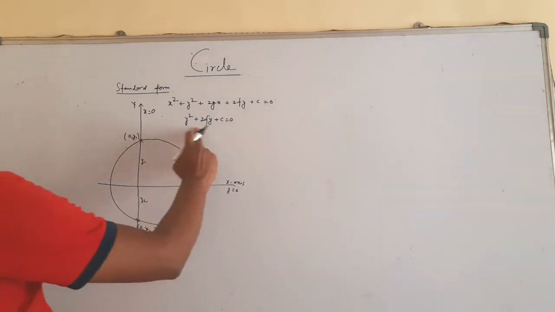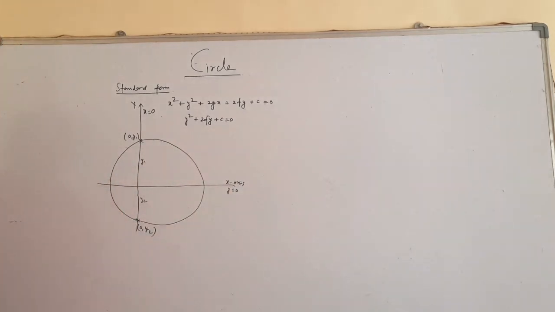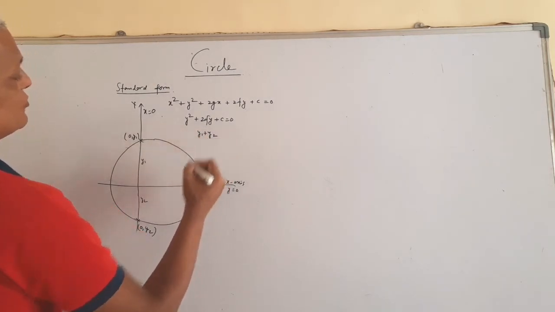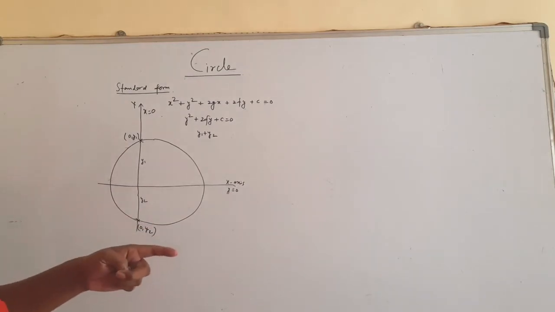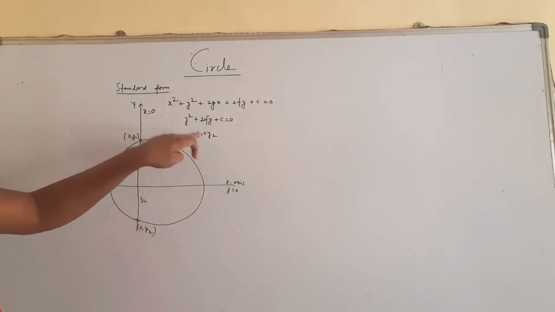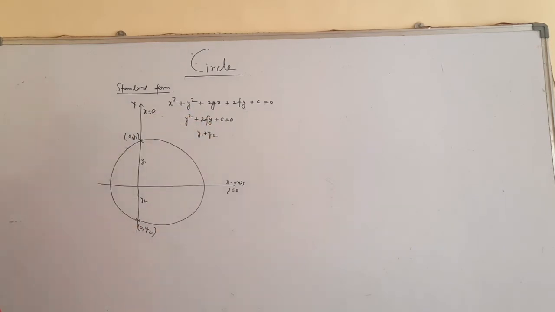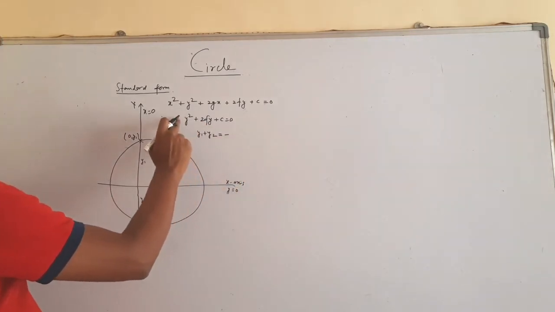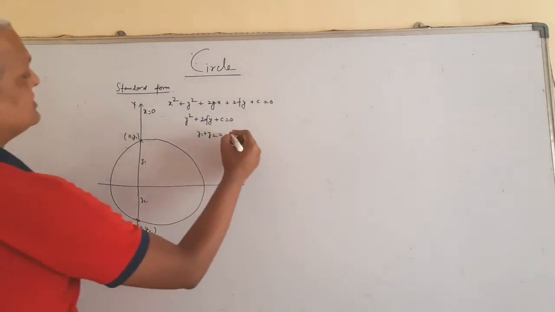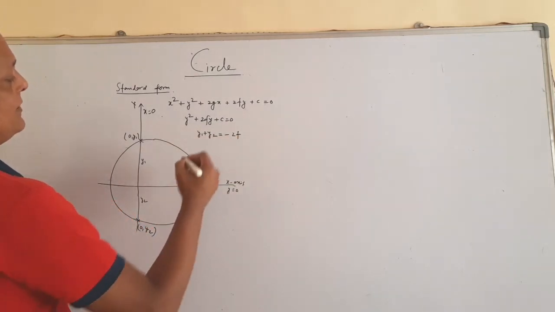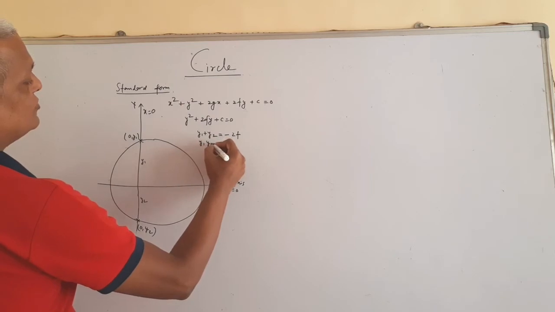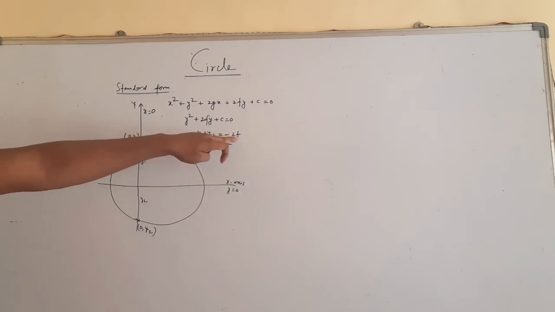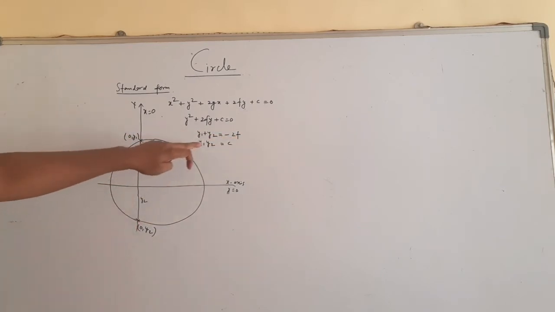So how will you do that? This is a quadratic equation, and a quadratic equation always has two roots, y1 and y2. Those who have studied the quadratic equation know that the sum of the roots y1 plus y2 is minus the coefficient of the middle term upon the coefficient of y square, that is 1. So this is minus 2f, and the product of these two roots is simply c. Now we have y1 plus y2 and y1 y2 as c.